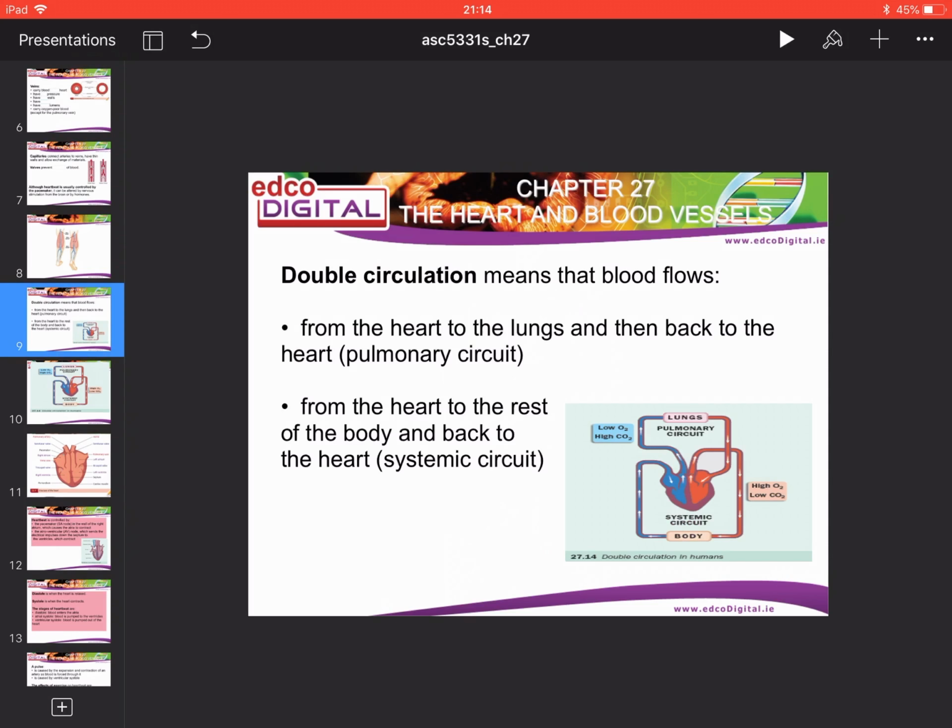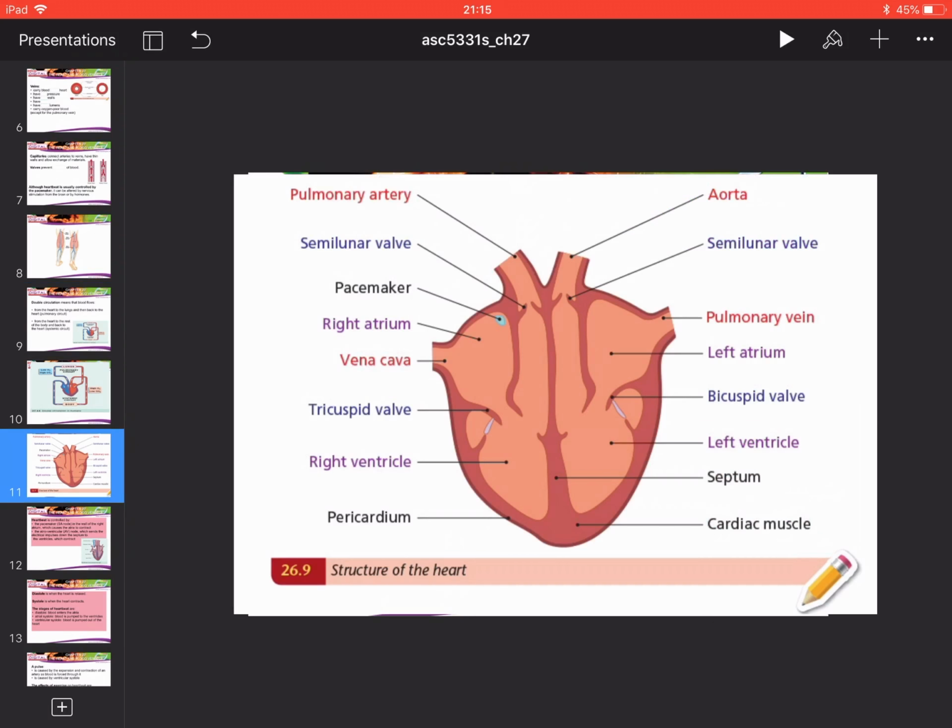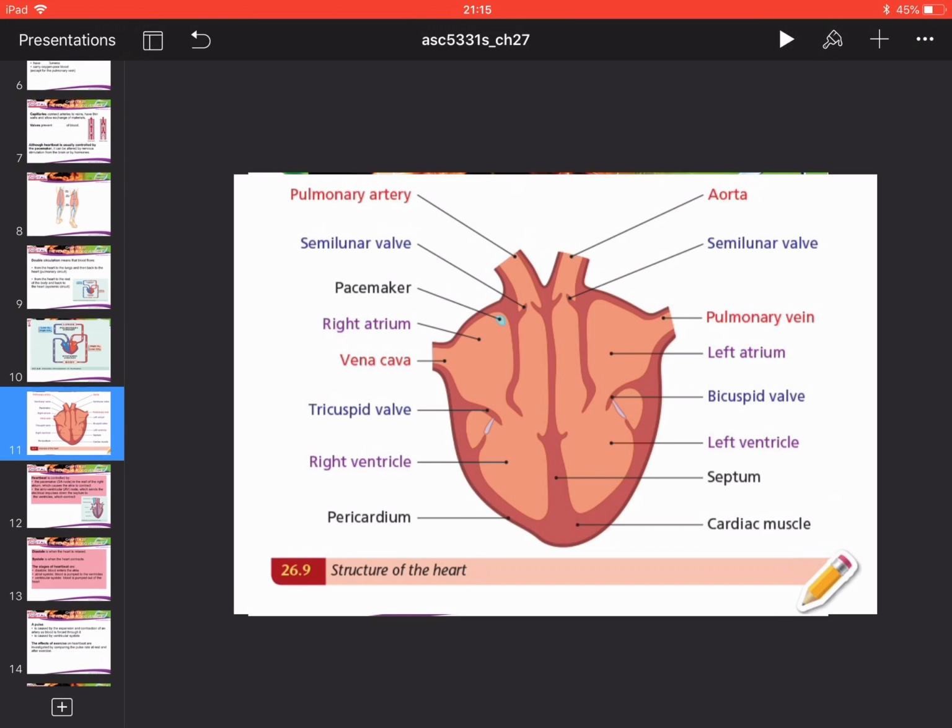Okay, so the blood flow through the heart is a double circulation. That means that it goes from the heart to the lungs and then back to the heart. That's the pulmonary circuit. Then it goes from the heart to the rest of the body and back to the heart again. So this is a diagram here of the heart. You do need to be able to draw this. I'll show you how to draw it later. But you need to know all of those labels there.